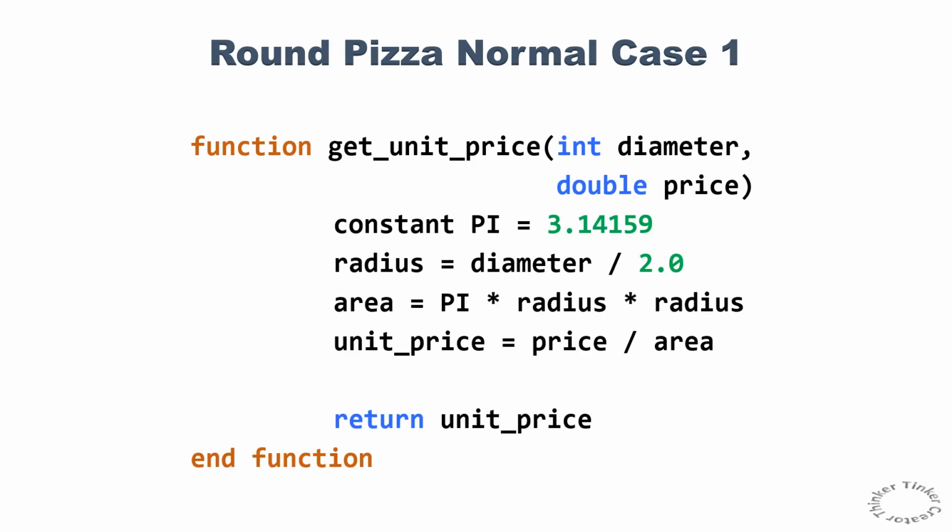In the round pizza normal case, we use 1 for all inputs. This way we can easily verify the calculation. Here we use the values provided in the problem statement. Calculate, and return the unit price. Use a calculator or a spreadsheet to verify the result.